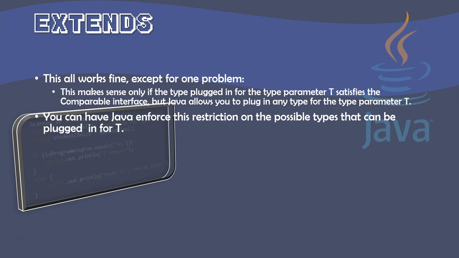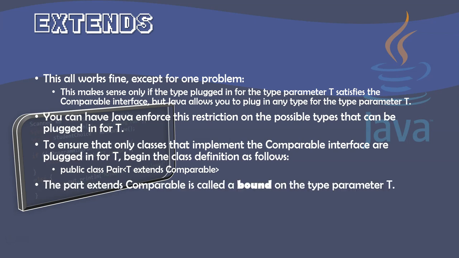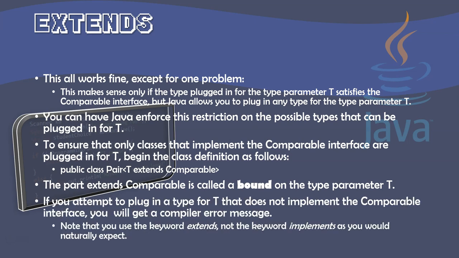And while you can have Java enforce this rejection of possible types that can be plugged in for T, the way to do this is to ensure that classes that implement the Comparable interface that are plugged in for T begin the class definition as follows: public class Pair<T extends Comparable>. So we're taking that T type and having it extend Comparable. Now the part that extends Comparable is called a bound on the type parameter T. If you attempt to plug in a type for T that does not implement the Comparable interface, you will get a compiler error. All right.